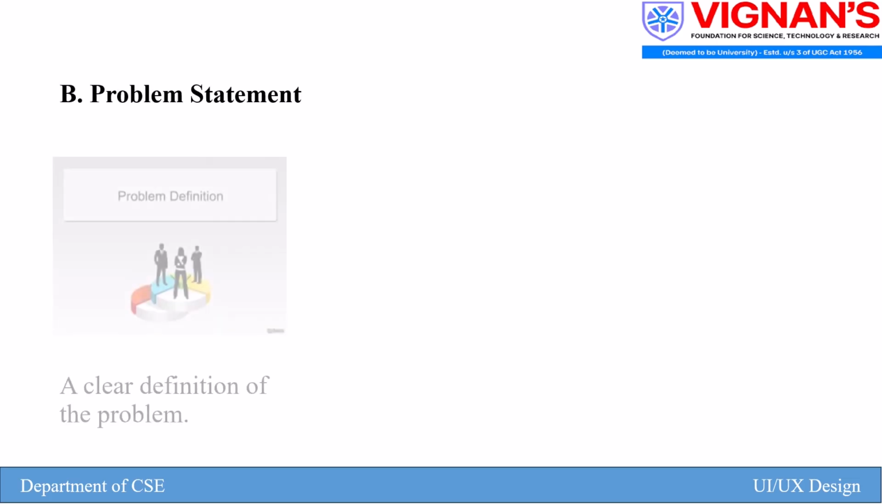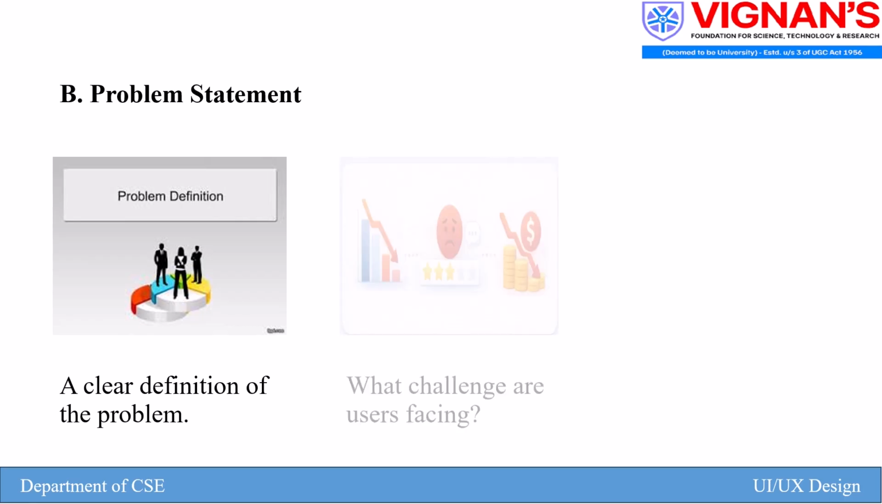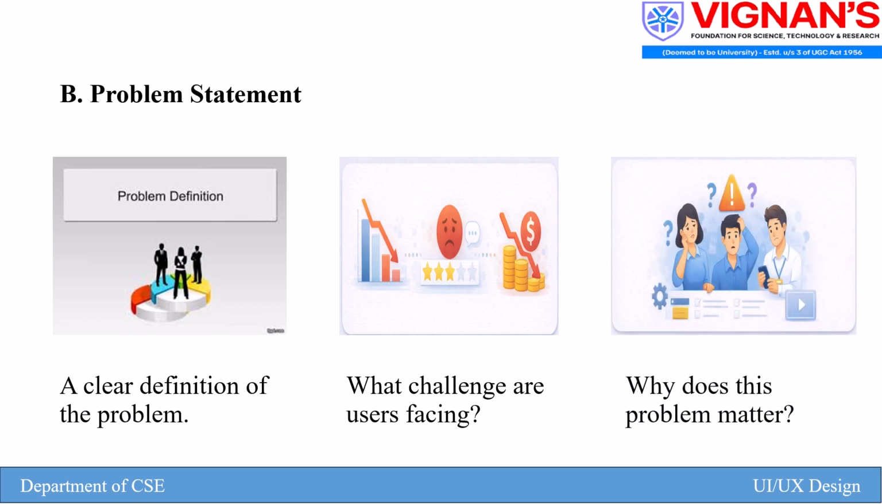This is the problem statement. A clear definition describes the exact problem. User challenges explain the difficulties users face. Importance highlights why this problem needs to be solved.